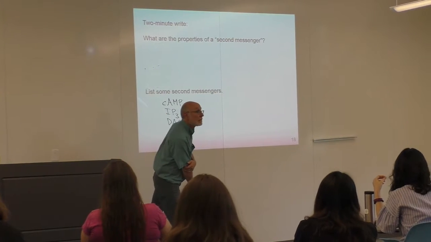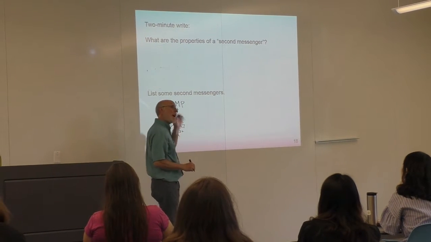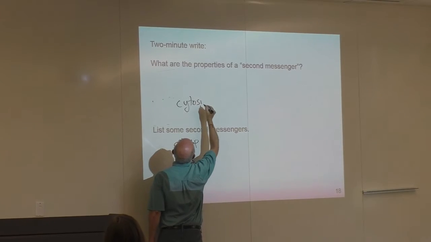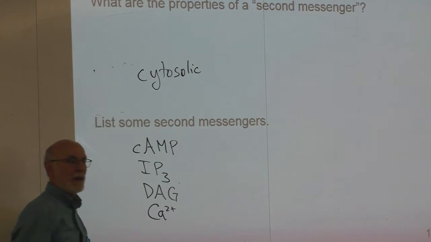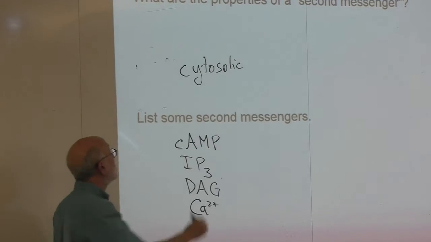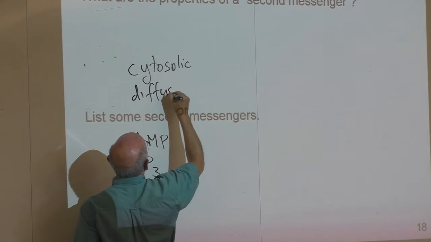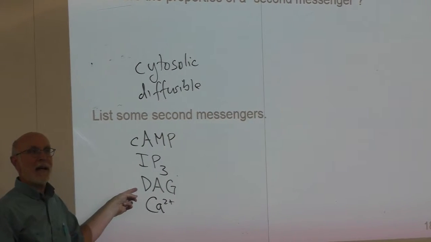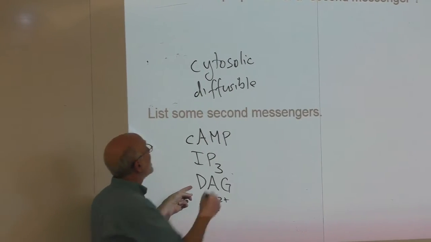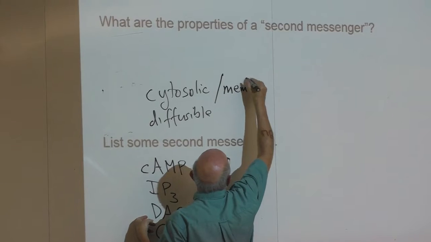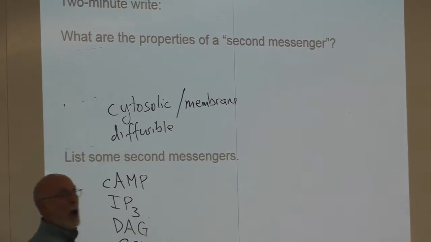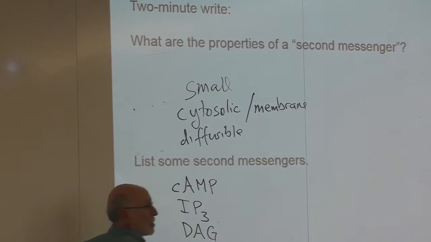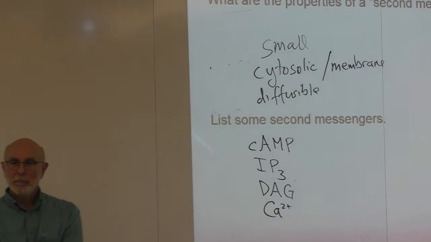They're in the extracellular? Yeah, so they're cytosolic. They're in the cytoplasm. Diffusible? They're diffusible. That's key. Actually, IP3 is diffusible in the cytosol. Diacylglycerol is diffusible in the membranes. And so it's either cytosolic or membrane, but they are all diffusible. They're all small molecules, so not proteins, small molecules.